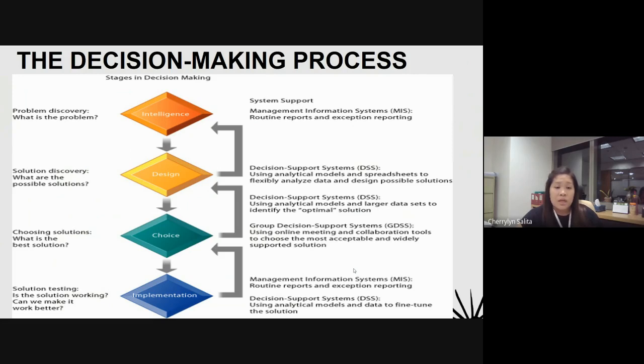Then the fourth stage is the implementation. Of course, kailangan mong i-implement yung napili mong solution. And also, solution testing din. Kailangan mo rin siyang i-test. So dito, it's a mix of MIS saka DSS, yung support system na kailangan mo.